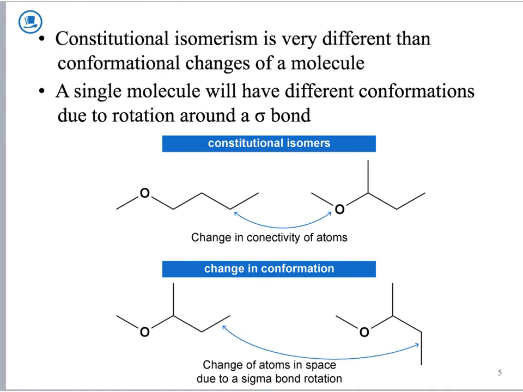Now, it's important not to confuse constitutional isomers with conformational changes. We've been talking a lot about conformational changes when we talked about ring flips and Newman projections, rotating about sigma bonds. Right? A single molecule can have different conformations due to rotation about sigma bonds. That's different. Rotating about a sigma bond is different than a constitutional isomer. A constitutional isomer actually has different connectivity. Now, if you notice, these two ethers have the exact same molecular formula, but they have different connectivity. The bonds are different. It's not the same as conformations, which is just rotating about sigma bonds. So don't confuse constitutional isomers with conformational isomers.